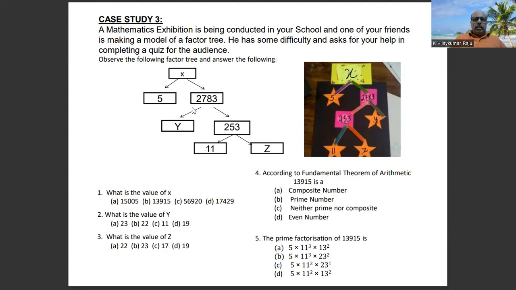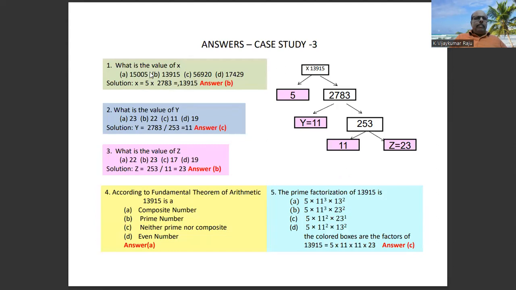Okay. So let us try to see the calculation of this. See here. So x is equal to 5, the divisor, into quotient, which is the dividend. So 5 into 2783 is 13,915. That is your value of x. 13,915 is option B. So B is your answer. That means 13,915 is your x value. So if you divide this by 5, you will get this as the answer.